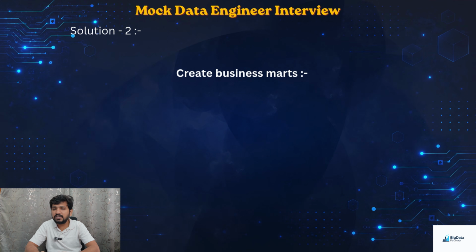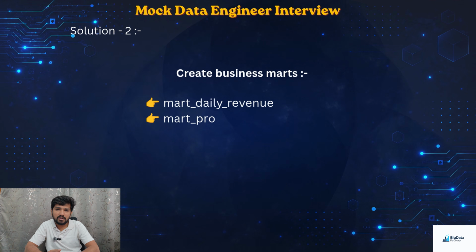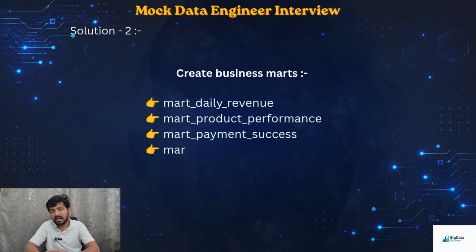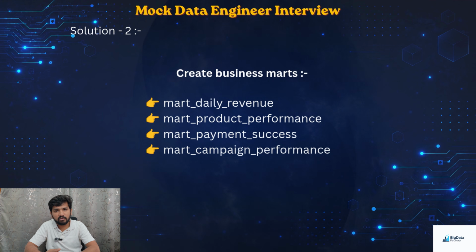Then we can create business marts that aggregate these facts at a compatible grain. For example, mart daily revenue, mart product performance, mart payment success, and mart campaign performance. The important part is that each metric should come from a clearly defined grain. Revenue should not increase simply because we joined an order to three payment attempts.